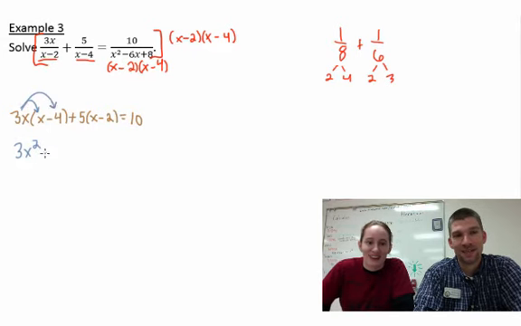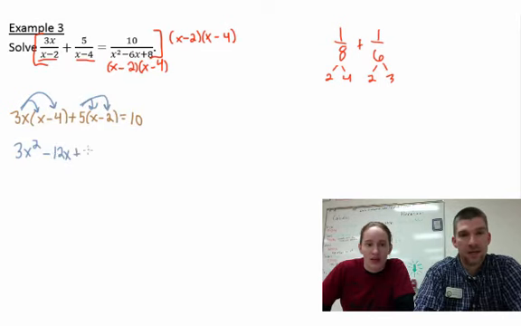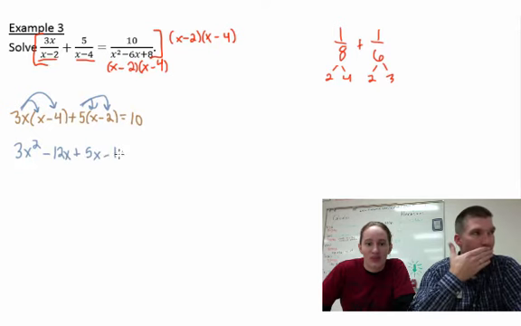Okay, so 3x times negative 4 is negative 12x. Distribute the 5 here, and it's going to be 5x minus 10. Excuse me, I had Mega Millions on the brain.